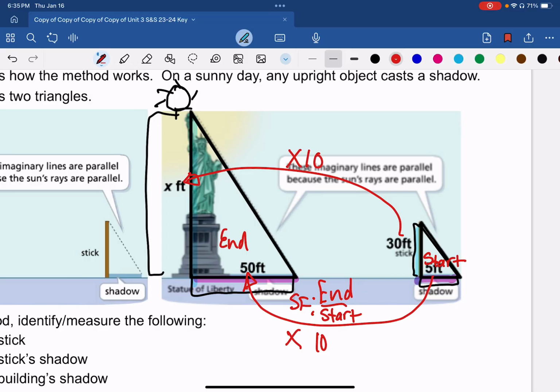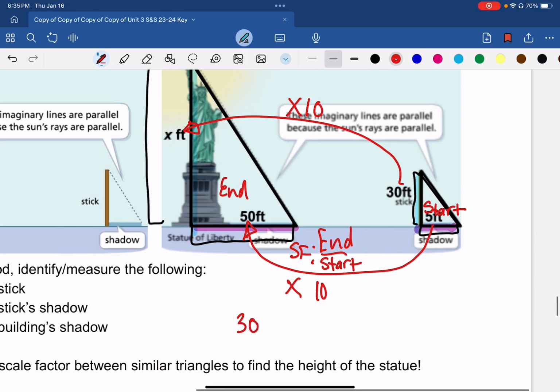So that means 30 times 10 is going to give us our x, right? I'll give you some time for the calculator. Should be 300. And we're going to say feet. Whatever we're measuring with over here, unless somebody says otherwise, we're going to assume we're still measuring in feet. Because why would I measure the shadow in feet and then be like, let's use miles, right? Let's just keep it the same.